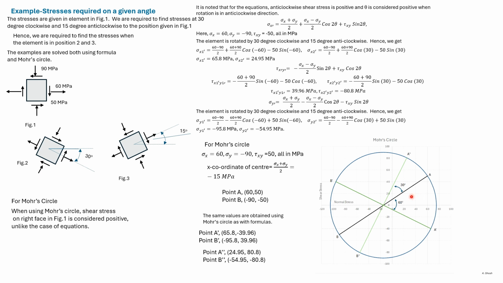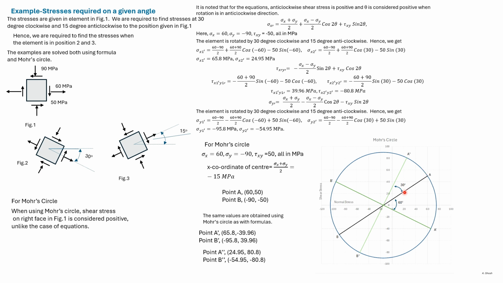After 60 degrees clockwise rotation, the point A dash has the coordinates 65.8 and minus 39.9 as shown here. Point B dash has the coordinates minus 95.8 and plus 39.9. These are the same values we obtained earlier using formulation, though the sign of the shear stress is opposite.